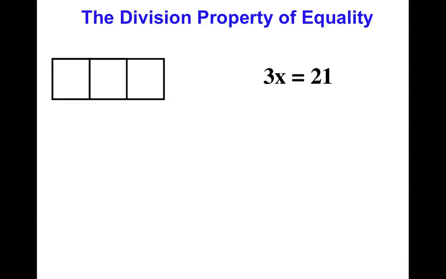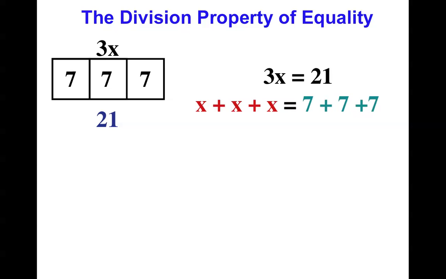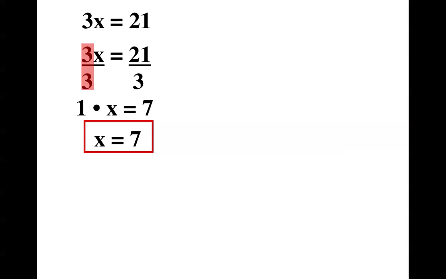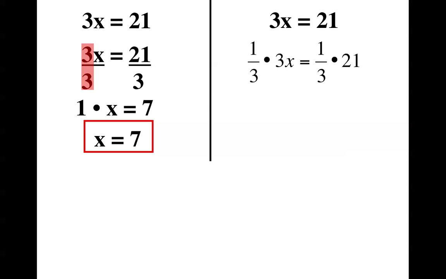I've seen people try it this way, where they take 3 x's on one side, they put 21 on the other. What goes in each box? An x. What goes in each box? A 7. And so 3 x's equals 3 7s, or 1x equals 1 7. So a couple of different ways to look at it.